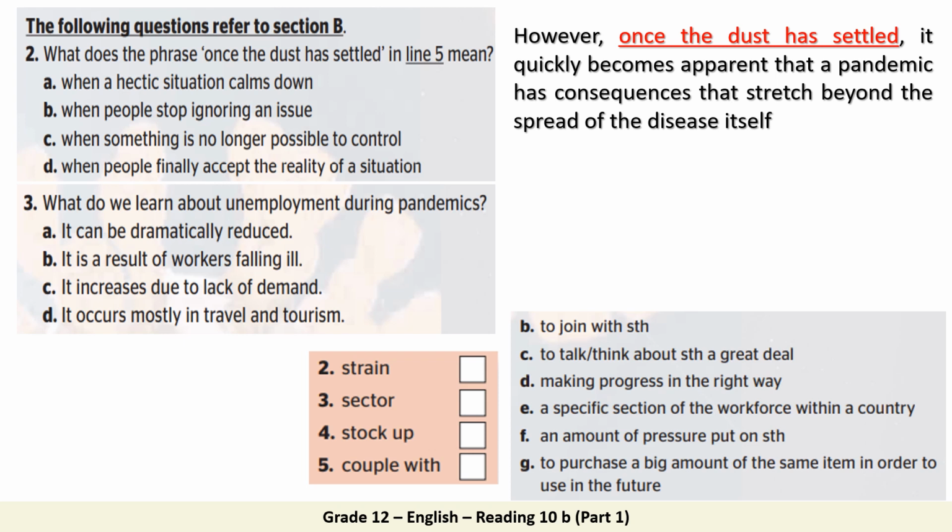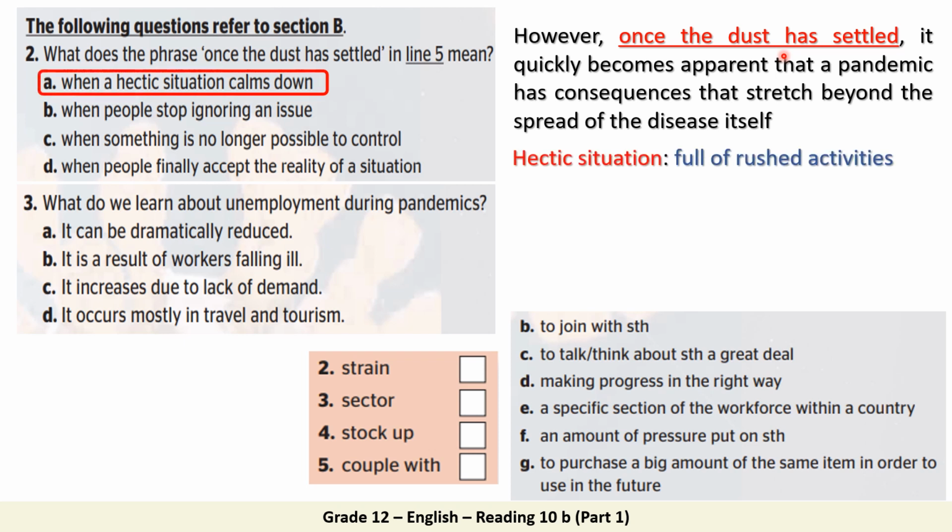Now, my dear students, we have 2 multiple choice questions and 4 highlighted words. Pause and take your time, then come to this feedback. Are you ready? What does the phrase "once the dust has settled" mean? Your answer, please. Exactly, it means when a hectic situation calms down. And a hectic situation is a situation that is full of rushed activities.